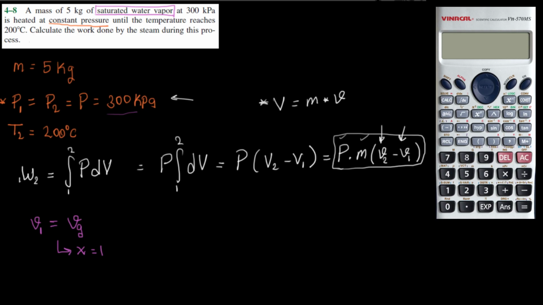Okay, so Vg is equal to 0.60582 meter cubed per kilogram. Okay, so now we have this. Now we need to find out the specific volume 2. Okay, and for specific volume 2, we have to go now to the superheated table.